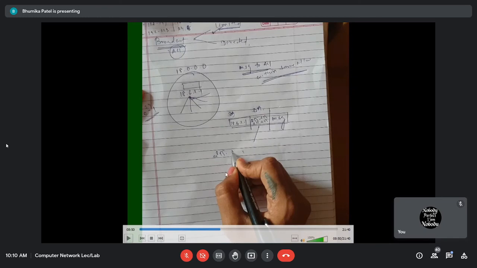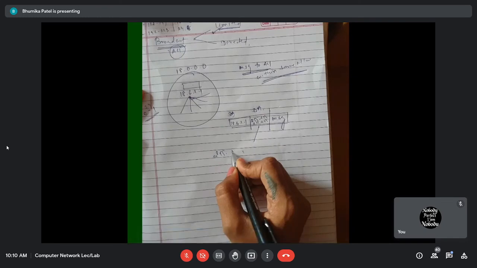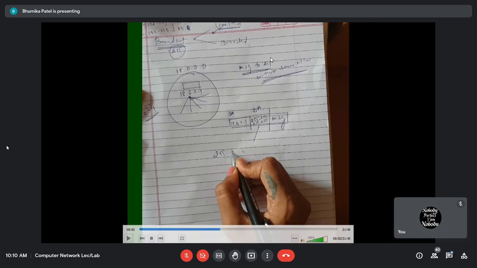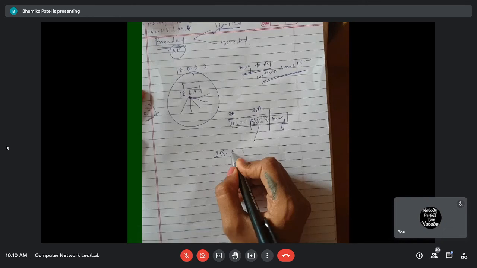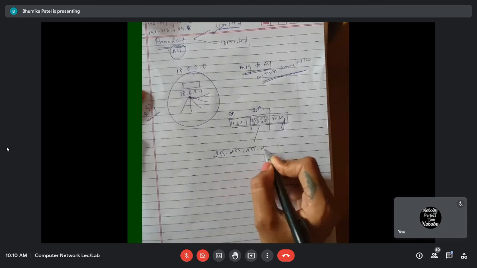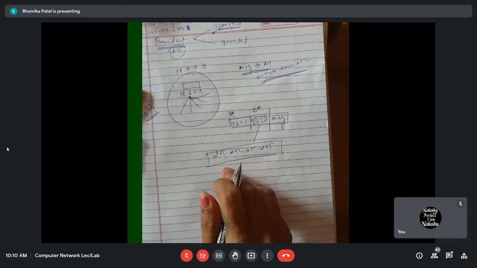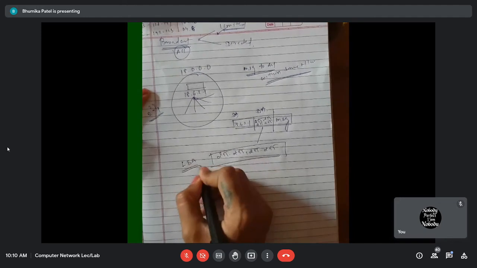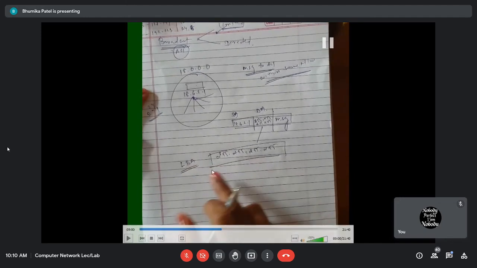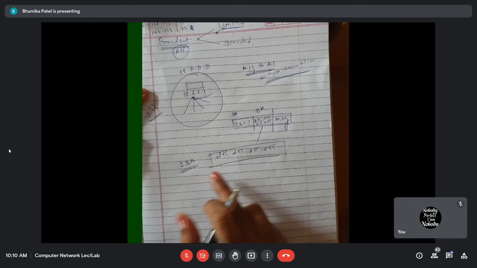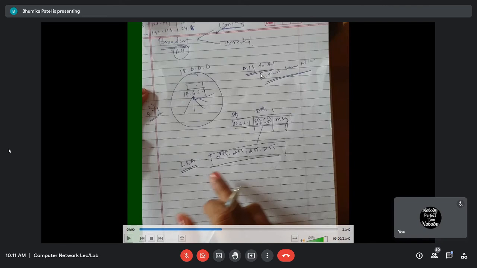All 8 bits will be 1. There will not be a single 0 anywhere, because we want to send to all. So we have to set all the bits to 1. It is 255.255.255.255, which means all the 32 bits will be set to 1. So this is nothing but the limited broadcast address. This address is known as the limited broadcast address when we want to send a message to all the devices within the same network.